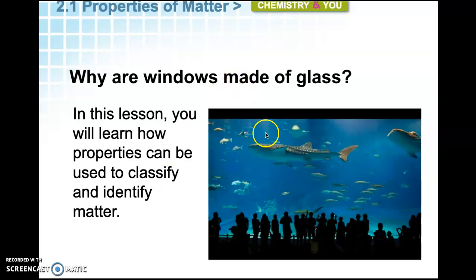And windows are made of glass. Obviously, glass is transparent, so you can see through it. And in this case, it has enough force to withstand the water, so the water doesn't fall out on these people. But you can see that the properties of glass allow us to use it in this instance.